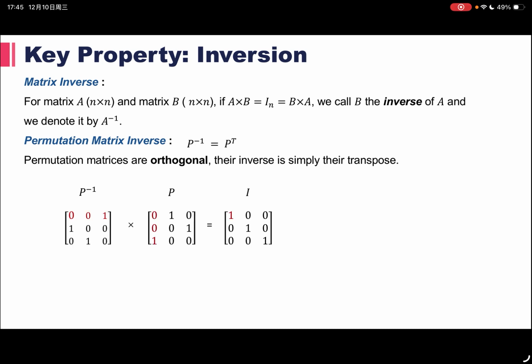Let's focus on the identity matrix first. To get the top left 1, we must multiply the first row of the inverse by the first column of P. So to get a dot product of 1, the inverse first row must have a 1 at the third position. Following the same logic for the second and third row, we can see the patterns clearly. The columns of the inverse adjust the rows of P. This proves that the inverse is indeed the transpose.